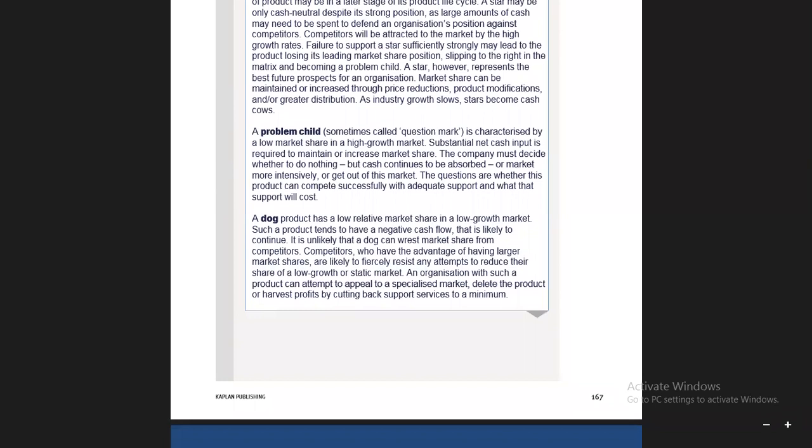The problem child, sometimes called question mark, is characterized by a low market share in a high growth market. Growth market is high, but currently the market share is so low. Substantial net cash input is required to maintain or increase market share. You need to invest more in that problem child if you want to get that profit or that cash in future. If you have resources, then you keep that problem child with the company. Otherwise, you will get rid of it.